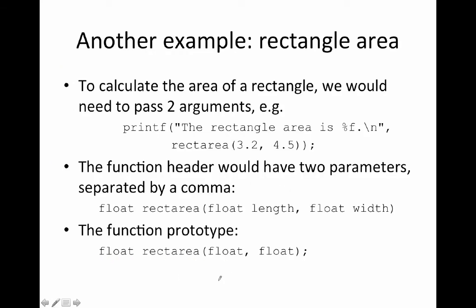So another example would be a rectangle area. To calculate the area of a rectangle, we'd need to pass two things. We'd need to pass the length and the width. So when we call a function, let's say, for example, named rect area, we would pass two numbers to it for the length and the width. So the function header would have two parameters separated by a comma. So we'd have float length and float width. In this case, the function would also return a float. And the function prototype would have, instead of the declarations, just the type list, so just the types of the two parameters.